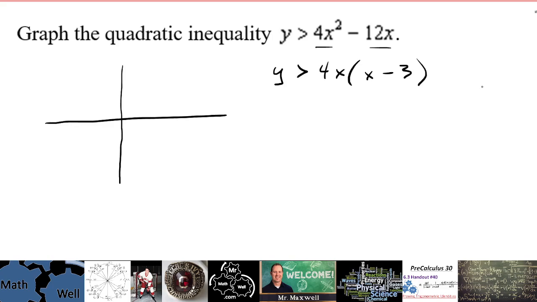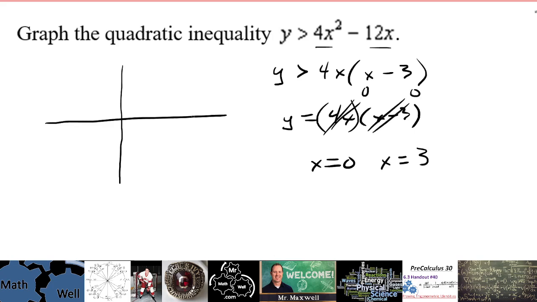See that? With those two factors, what you can see is the roots to this equation, if this were an equation, would be x equals 0, because that's what makes this one 0, and x equals positive 3. That's what makes this one 0. So if it were an equation, you'd have roots of 0 and 3. Now, it's not an equation, it's an inequality. However, we do understand that this is a parabola. It opens upward.